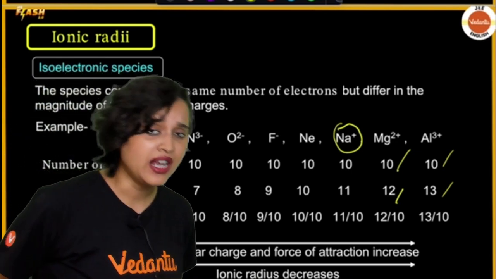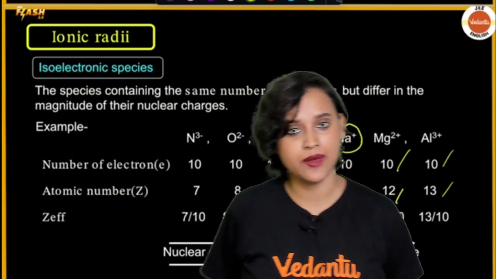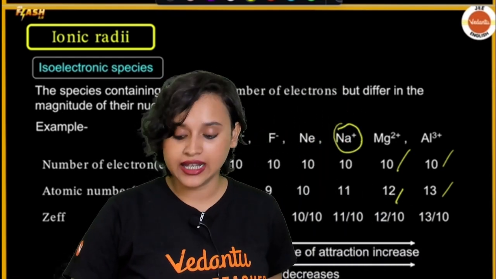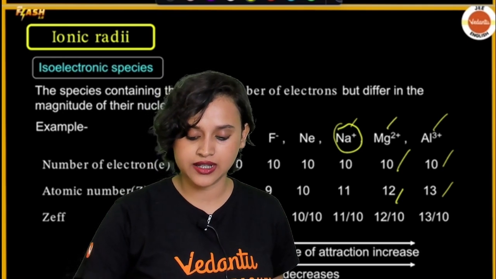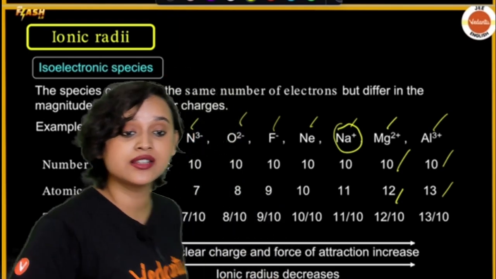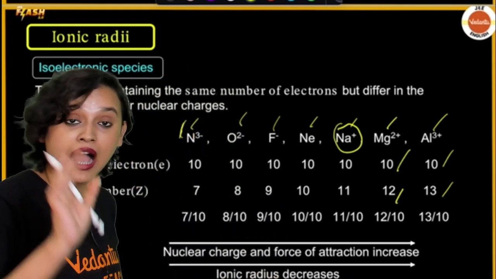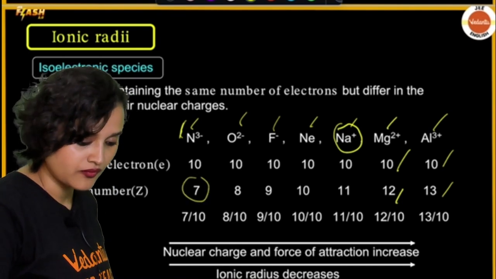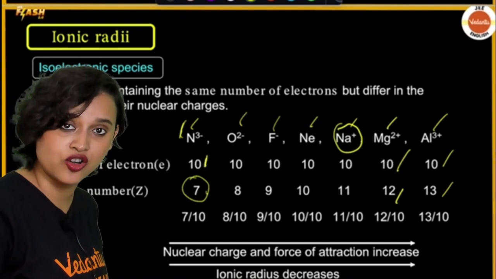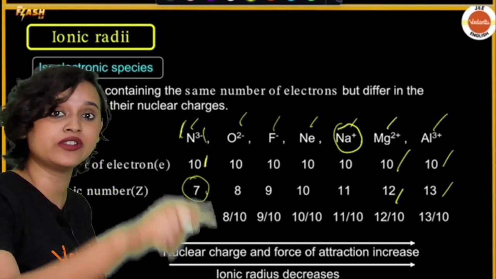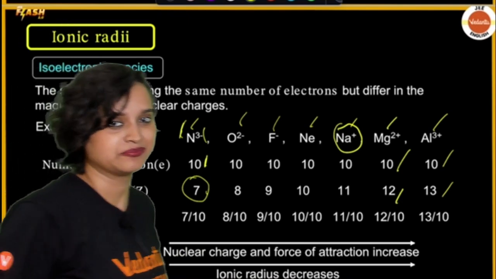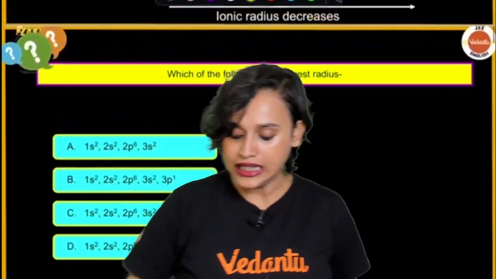And that means that the sizes of them will also differ. You will see that Al3+ will be the smallest, then Mg2+, then Na+, then neon, then F-, O2-, and N3-. N3- will have the highest radius, although it has only 7 protons. It has 7 protons, but now it has 10 electrons. With 3 minus, there are more electrons, the protons will not be able to handle them, so its size increases. Yes. Cool.